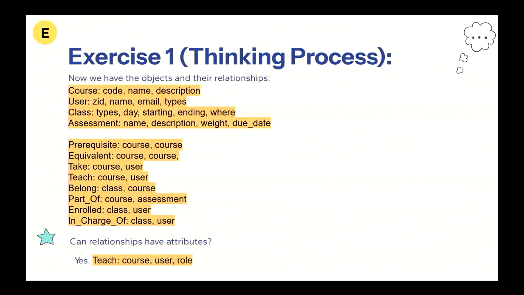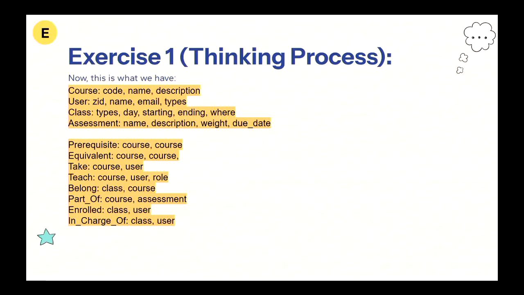The answer is yes. For example, for this teaching relation, a user could be teaching a course, but what is the role of the user? Maybe the user is a tutor, or the user is a lecturer. So just now you see Dylan. Dylan is a course admin. He's also involved in this course. But what is his role? What's the difference between Dylan and I? So we could put an attribute called role for this relation of teaching.